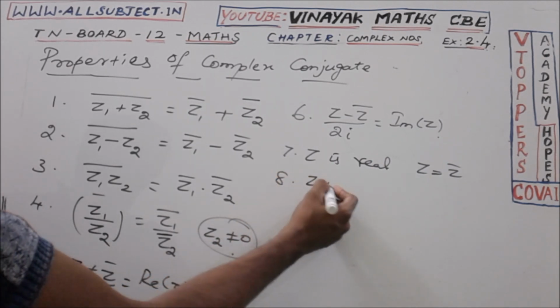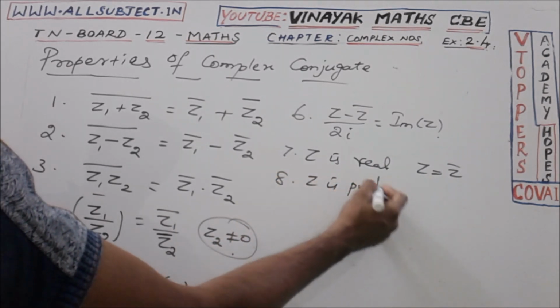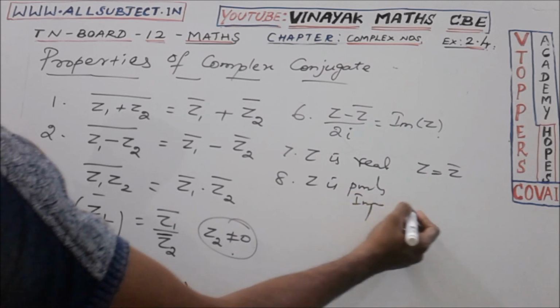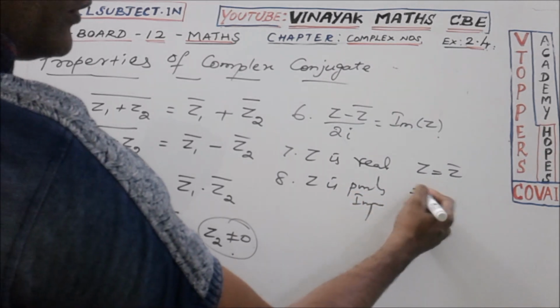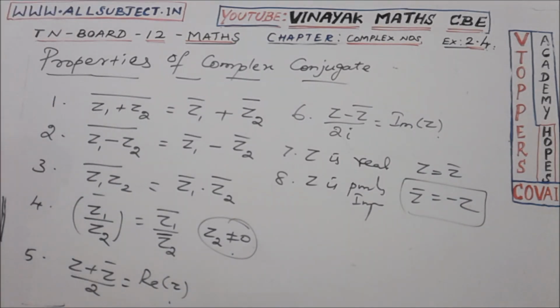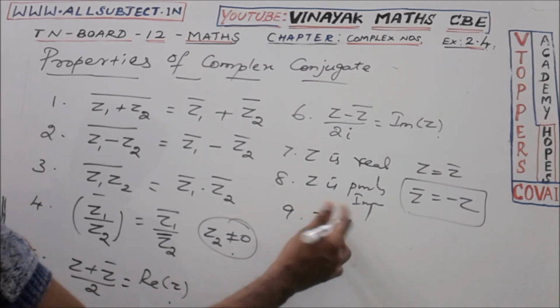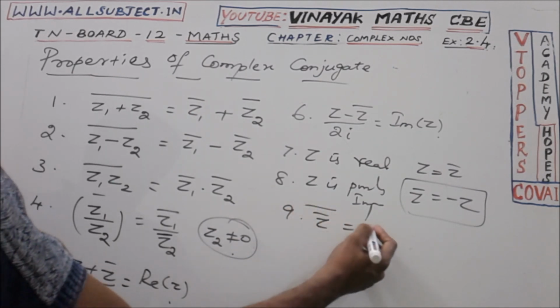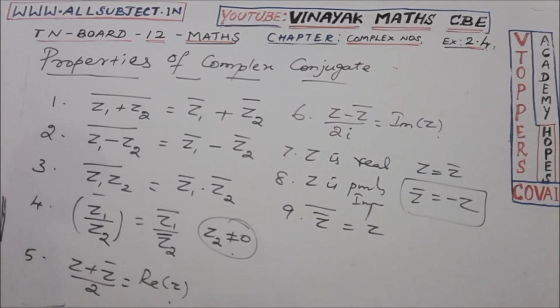Eighth one, if z is purely imaginary, then z bar equals minus z. Z bar and minus z values will be equal. The last one, the ninth property, is z bar whole bar equals z. When we take the conjugate twice of a complex number, it retains the original number.